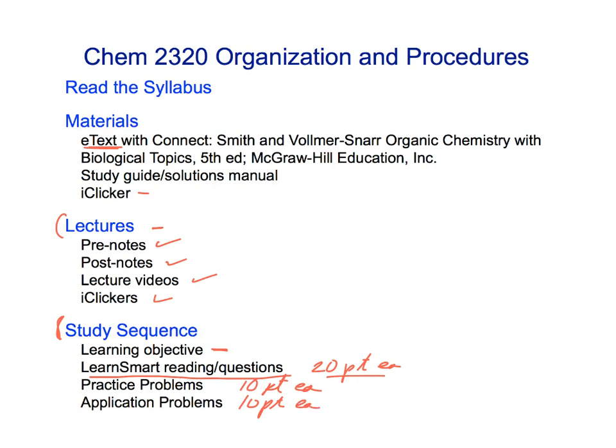We will have a Learn Smart for each. These are organized by chapter, and you need to complete those for each chapter before the exam on which they're covered. So our first exam will be chapters 13, 14, and 15, and you need to finish all 3 of those before we take exam 1. But they're associated with the chapters.